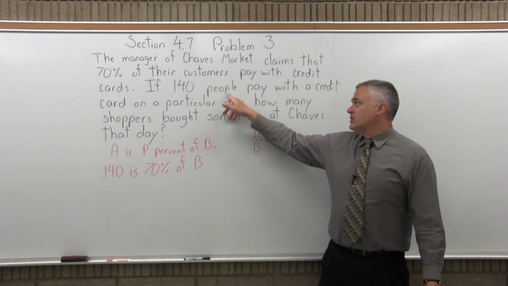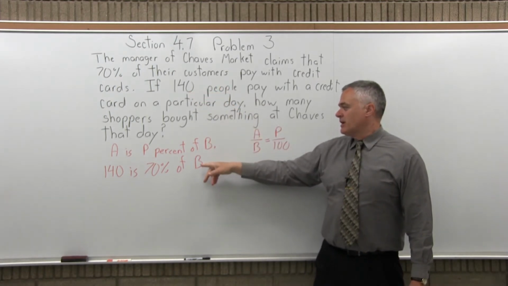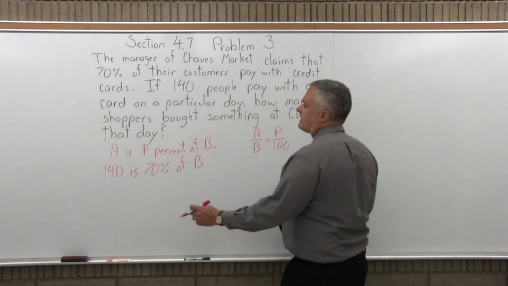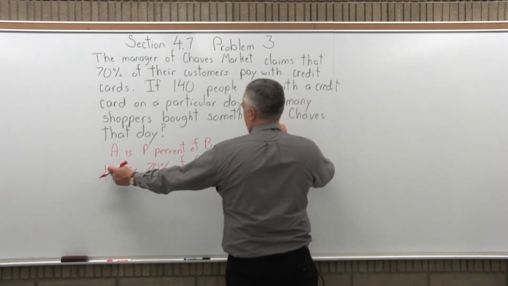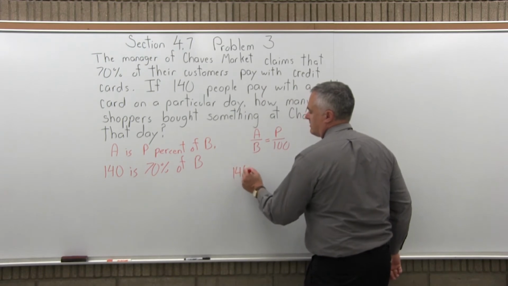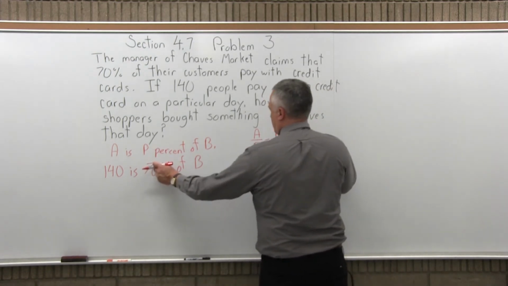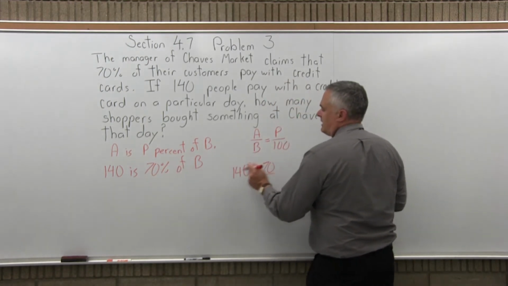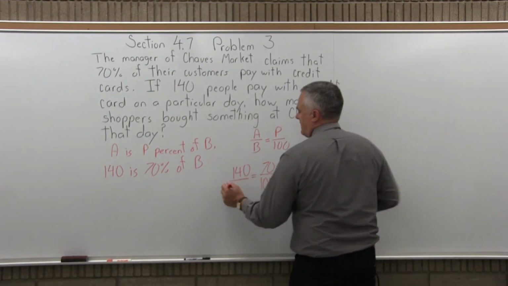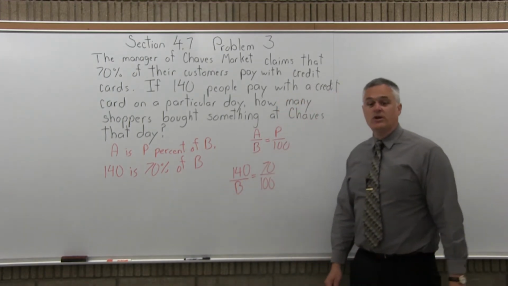140 people bought something with a credit card. 70% of people are buying with credit cards overall at this market. And so what's the total number for that day? So now that I have it written out this way, the A, when I fill it in, is 140 equals P, which is 70. And the percent just automatically goes in as 100. And the unknown is B. So I do have just one unknown.